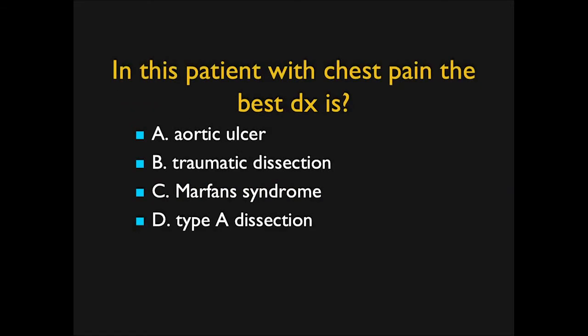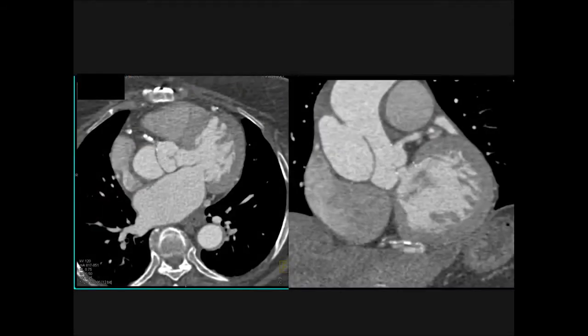This patient has chest pain, and the question is, what's the best diagnosis? When you look at the axials, the patient has a type A dissection right by the patient's right renal artery. Indeed, very impressive. When you look at the coronal view, you wonder, could this simply be a large ulcer? But it's more than just an ulcer. It's really a dissection. Type A.